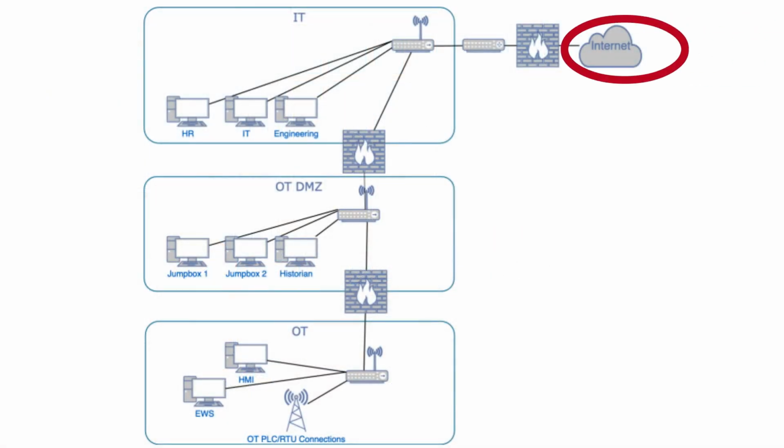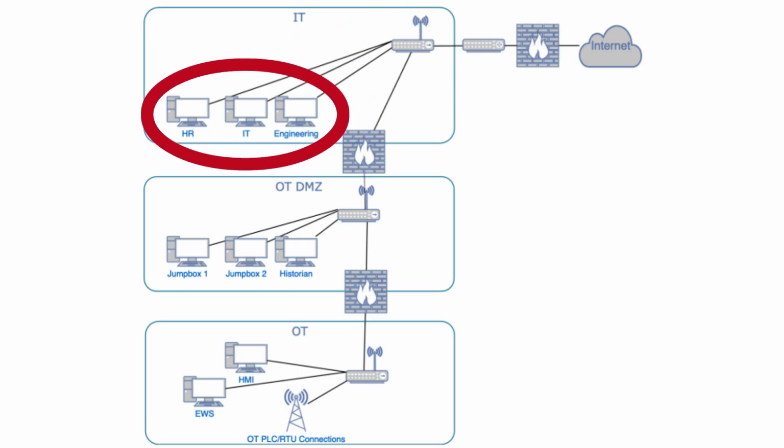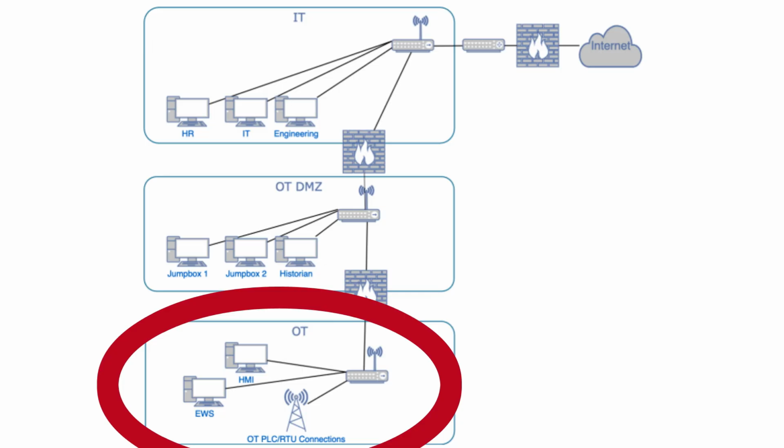The internet connection goes through a firewall to the primary modem, which communicates with a router in the IT department, supporting the HR, IT, and engineering departments through a switch. A second firewall connects to a switch with two jump boxes for engineers to use when they need to make modifications to OT equipment. Historians log field activities and communicate through the firewall.